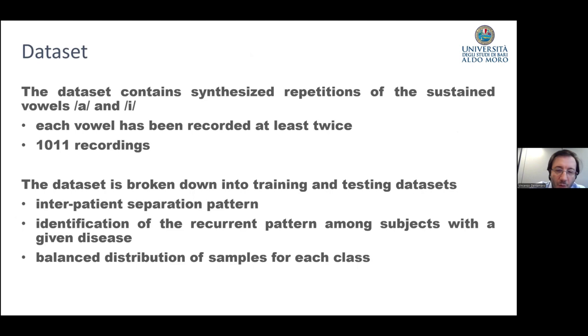Then we also worked on Parkinson recognition via audio. The dataset that we used contains sustained vowels A and I. Each vowel had been recorded at least twice, for a total of 1,011 recordings. The dataset is broken down into training and testing sets, always with the inter-patient separation scheme. And then we also balanced the dataset because there was a strong imbalance between the classes.